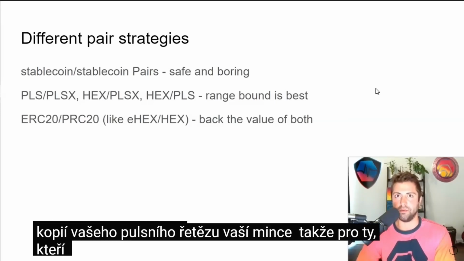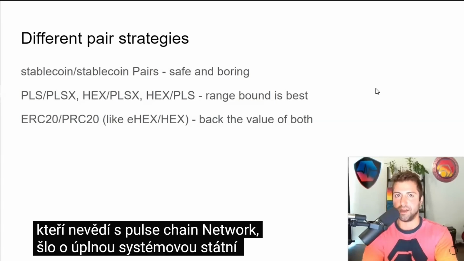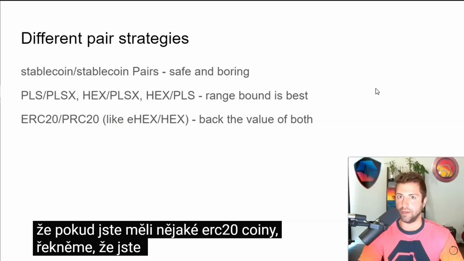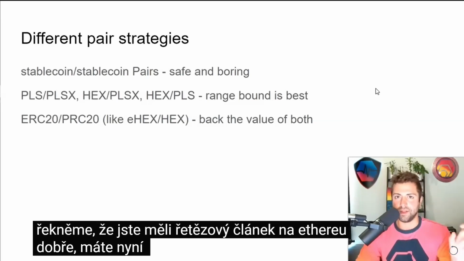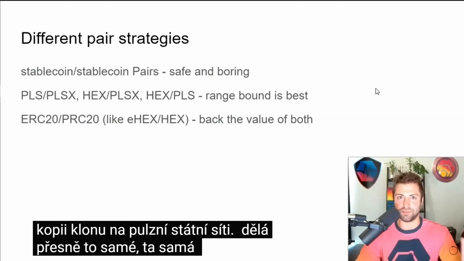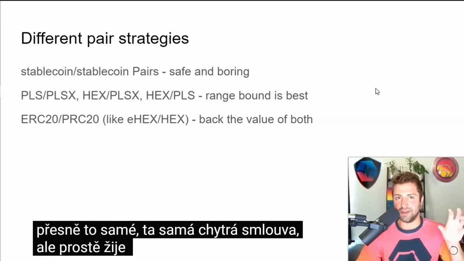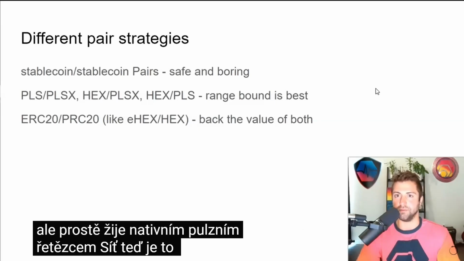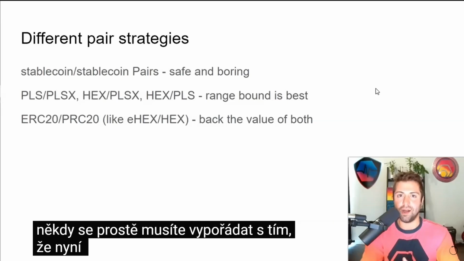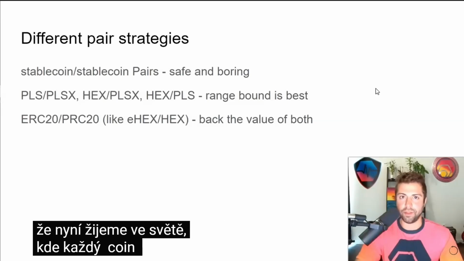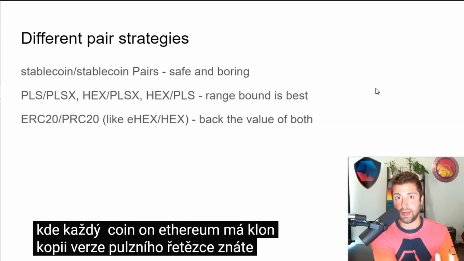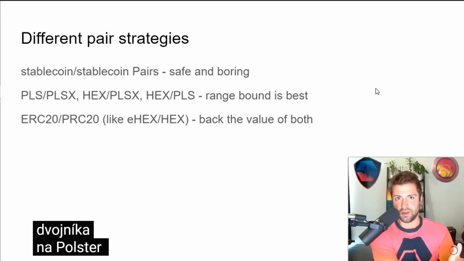So for those that don't know, the PulseChain Network was a full system state copy, meaning that if you had any ERC20 coins, let's say you had Chainlink over on Ethereum, well, you now have an identical clone copy on the PulseChain Network. It does the exact same thing, same smart contract, but it just lives native to the PulseChain Network. Now, this is confusing for a lot of people. It's even confusing for me sometimes. You just have to deal with the fact that we now live in a world where every coin on Ethereum has a clone, a copy, a PulseChain version, a doppelganger on the PulseChain Network.